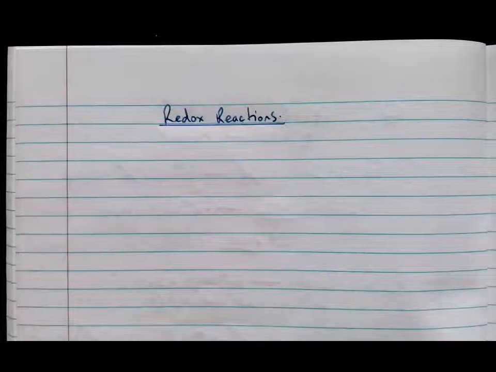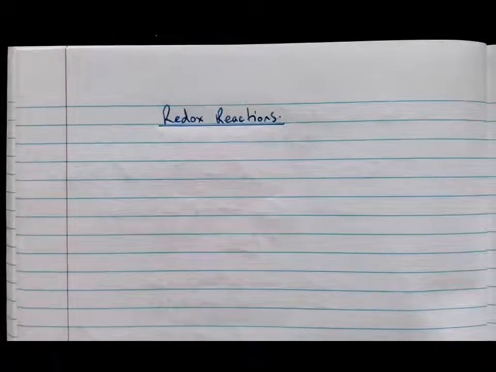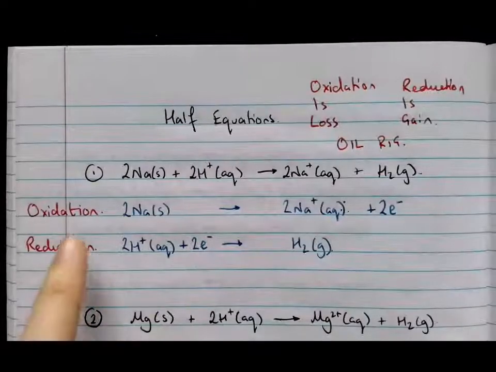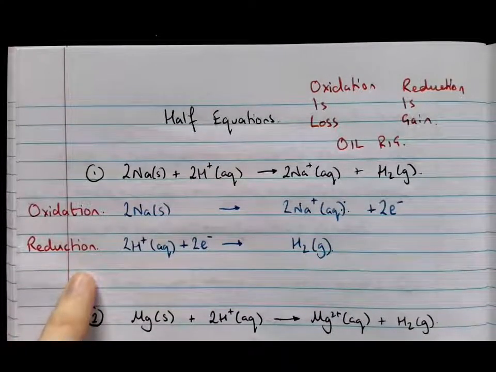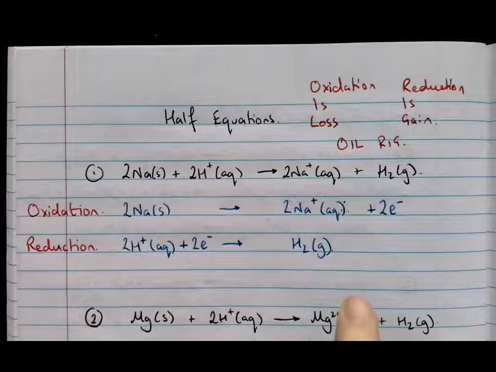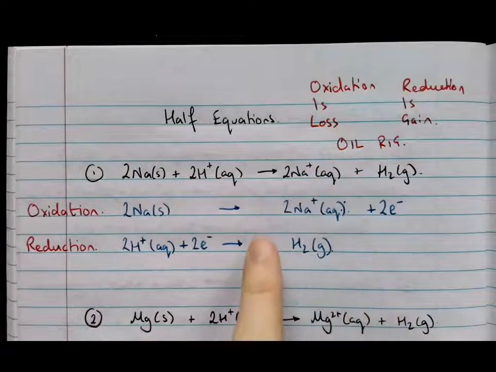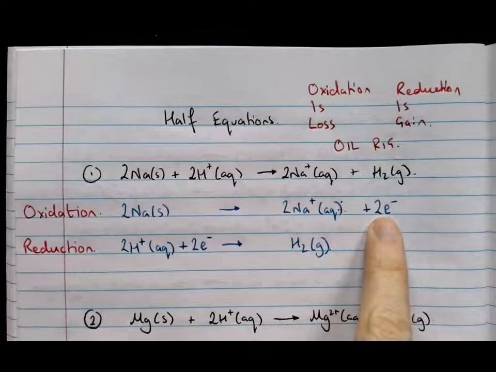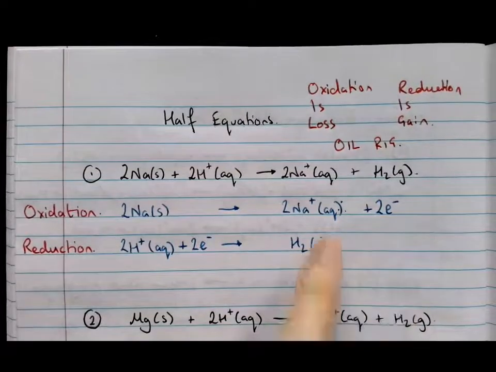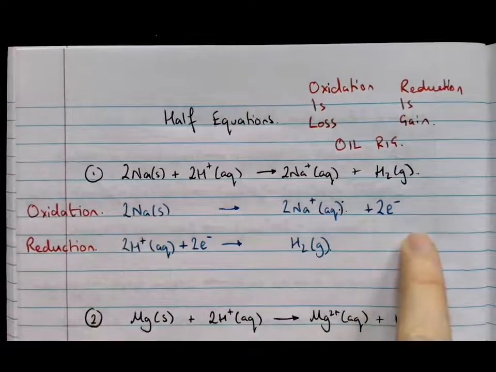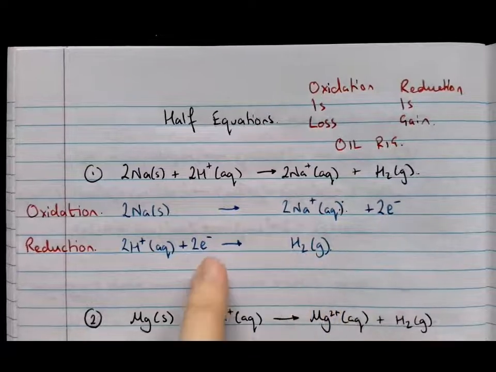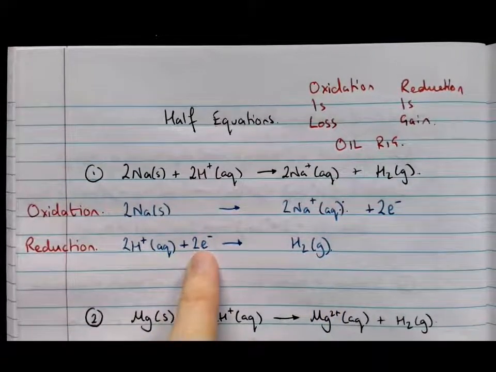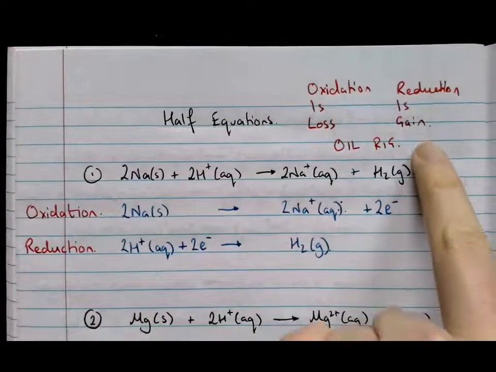So last time we started thinking about two types of reactions. We were thinking about oxidation reactions and reduction reactions. And we said that an oxidation reaction is where you lose electrons. So here, sodium has lost an electron. The reason there's a 2 there is because there's 2 sodium atoms. So each sodium atom has lost 1 electron, and each hydrogen atom has gained 1 electron, and reduction is gain.